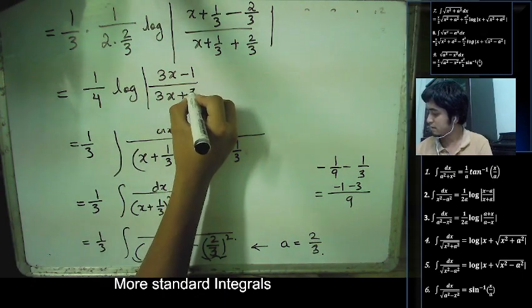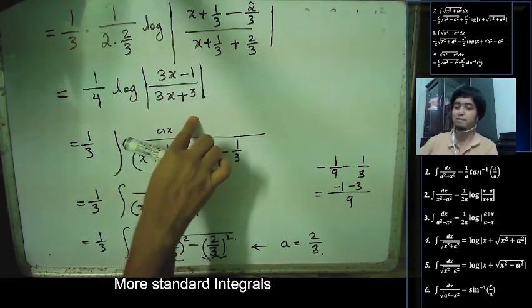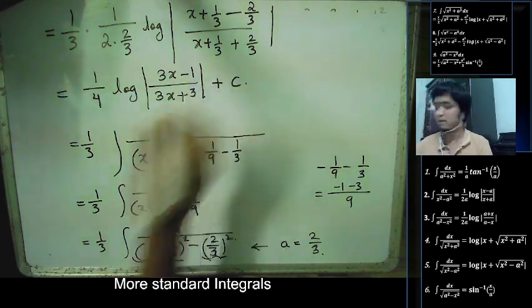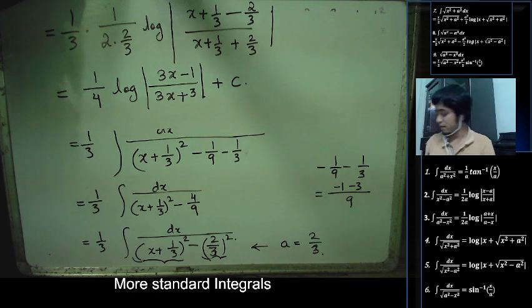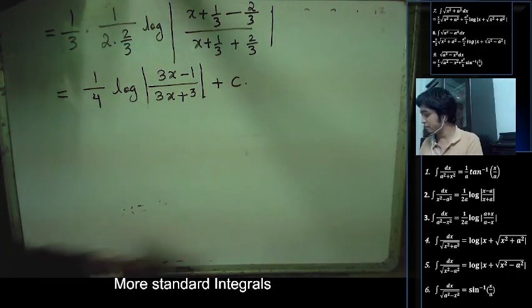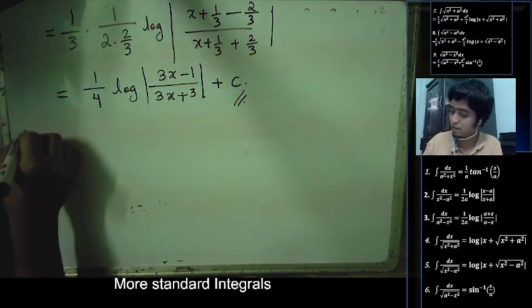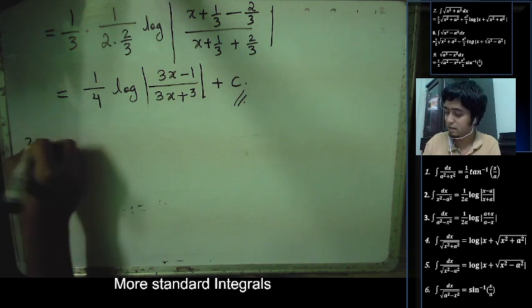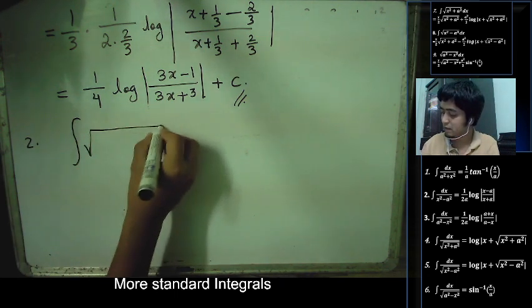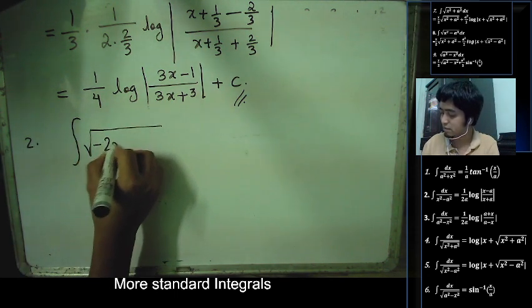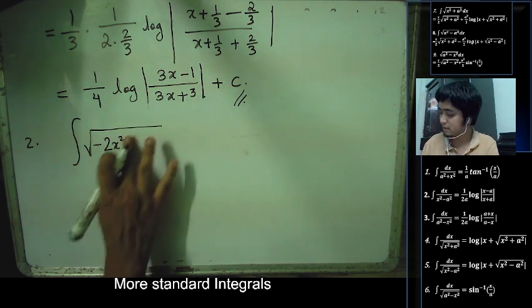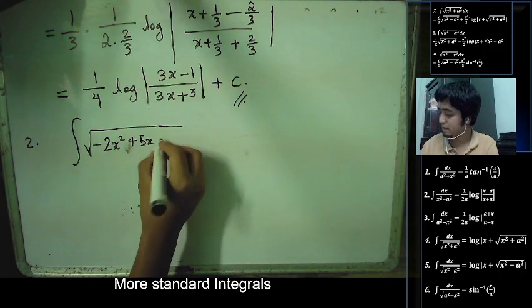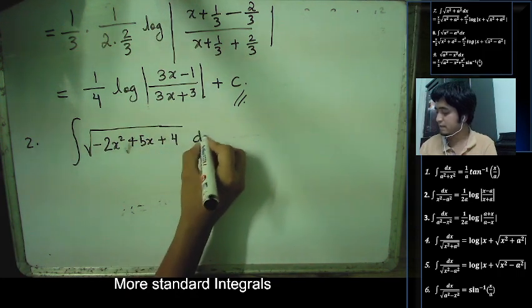Okay, so this is what we are having after doing the simplification, plus c. All right, so just to be more comfortable, I will do another problem. Maybe this time I will let it be the integral of root over minus 2x squared plus 5x plus 4 dx.